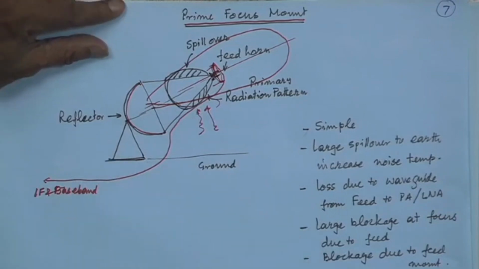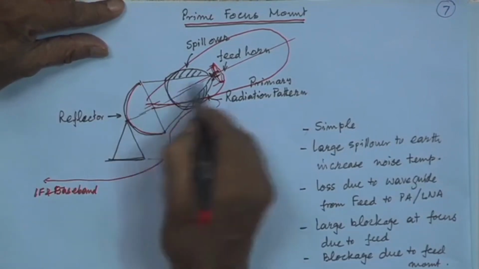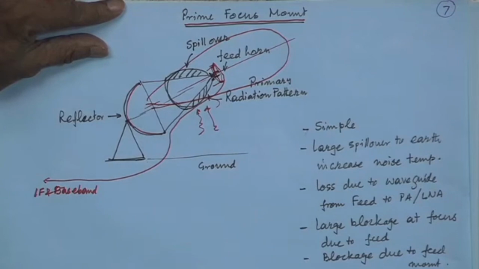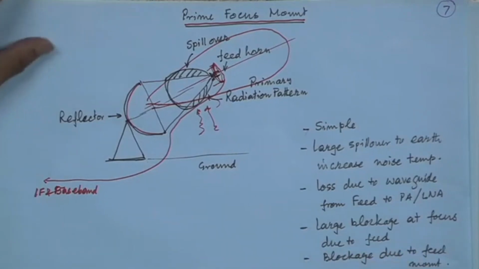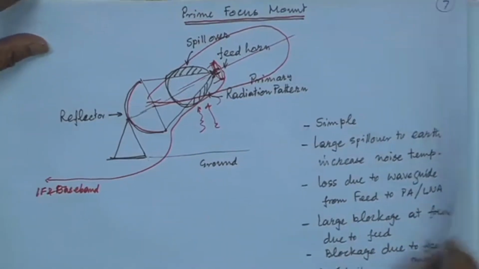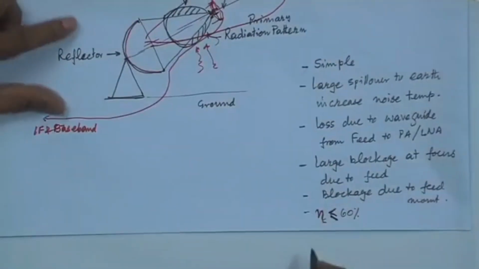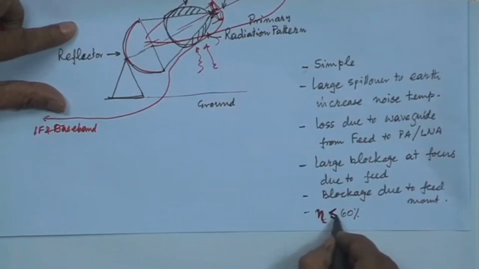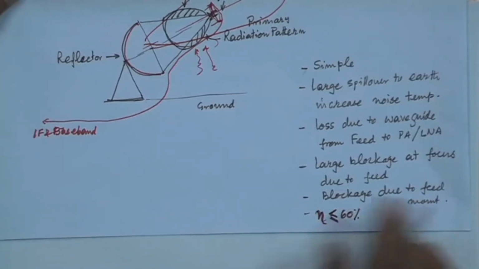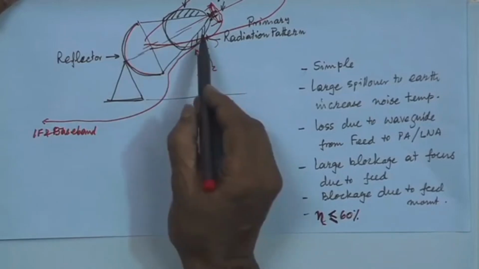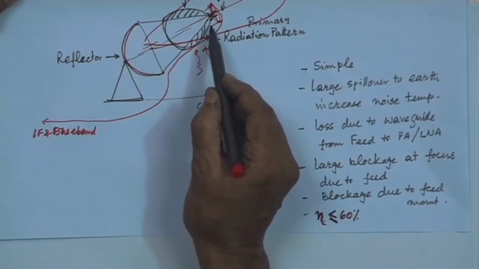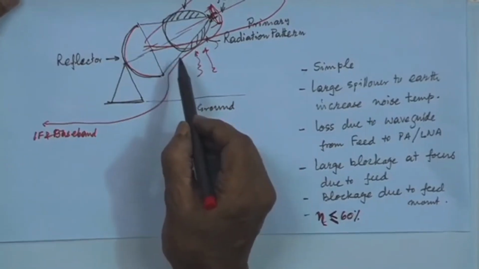Now, generally the antenna efficiency of this type of antenna is of the order of less than 60%, or sometimes 60% is taken. This is a very commonly used thing, and in fact receive only, you might have observed these things.